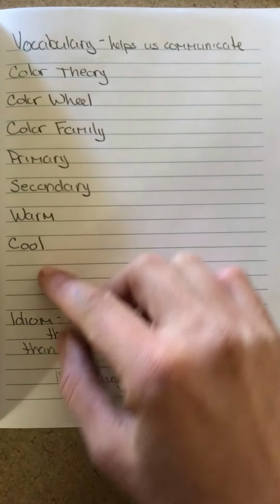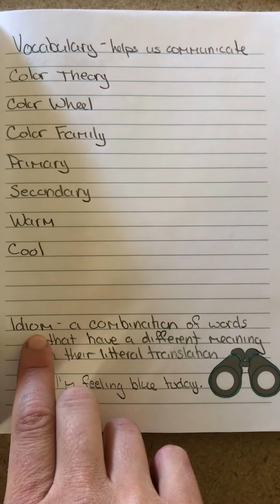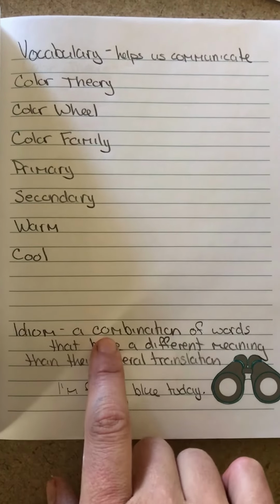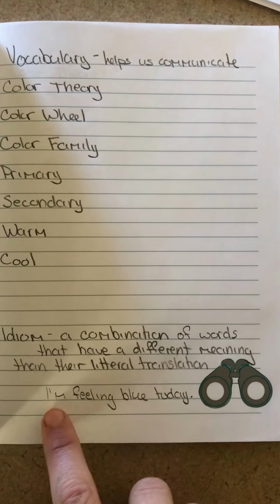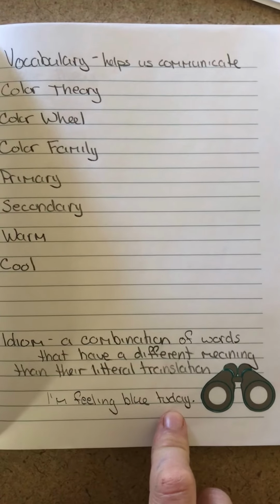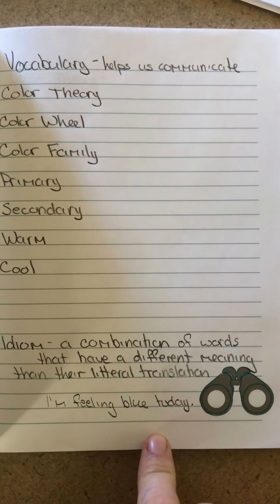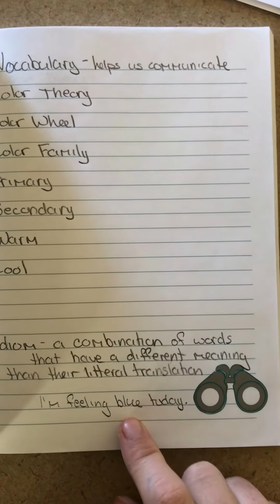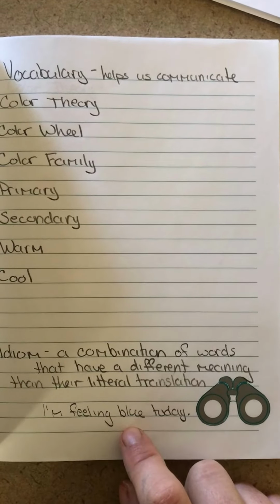You'll notice I have a big space under here because it's not an art word, it's an English word. Idiom is a literary term. It describes a combination of words that have a different meaning than their literal translation. So for example, "I'm feeling blue today" is an idiom. I don't actually feel like the color blue. I don't look blue. My skin is nothing but the skin of a very white person, not blue, right? But if I tell you that I'm feeling blue, you probably know that I mean I'm feeling sad.